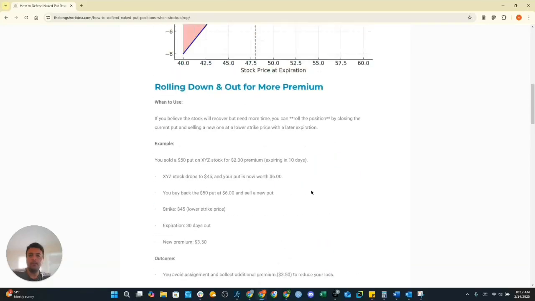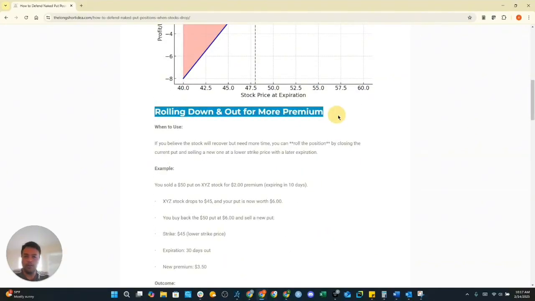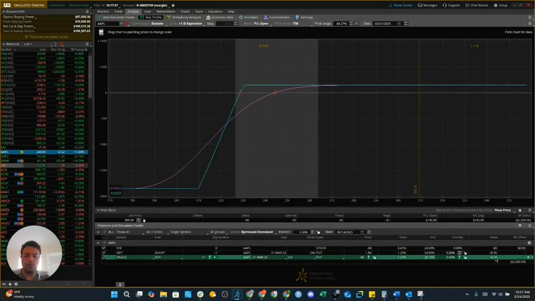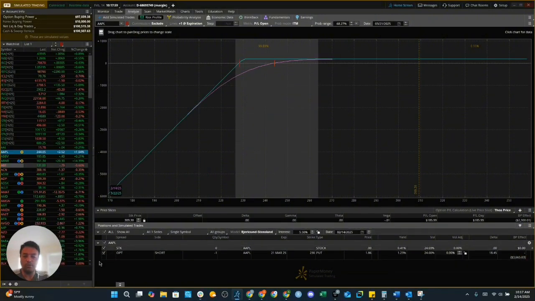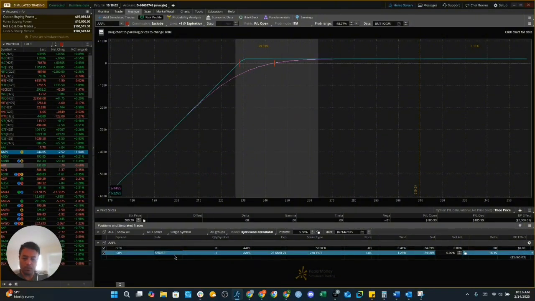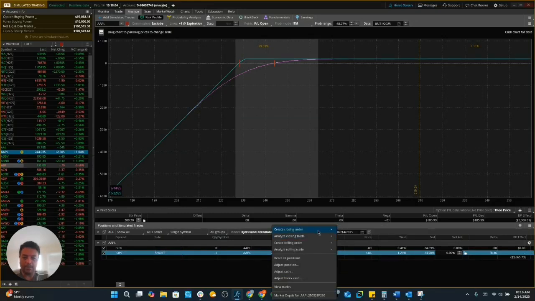The other one is you can also roll down and out and collect more premium. What do I mean by that? You have a short position here. When you roll down and out, meaning you buy this one back, at that time it's probably trading at, let's say, $5, like I said. So you sold it for $190. It's trading at $5. Let's say a $3.10 loss. So you will buy it back for $310. You sold it for $190. Your $310 is your net loss in this because you're buying it back for $5 and you sold it for $190. So your net loss is $310.